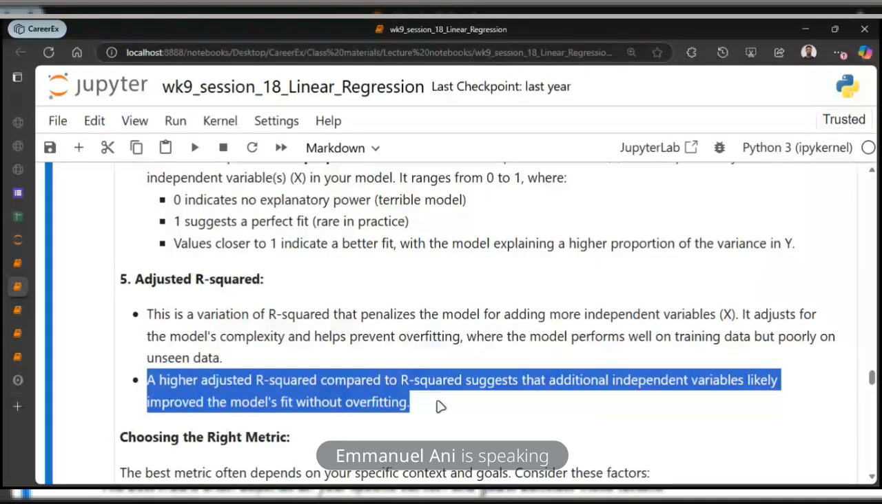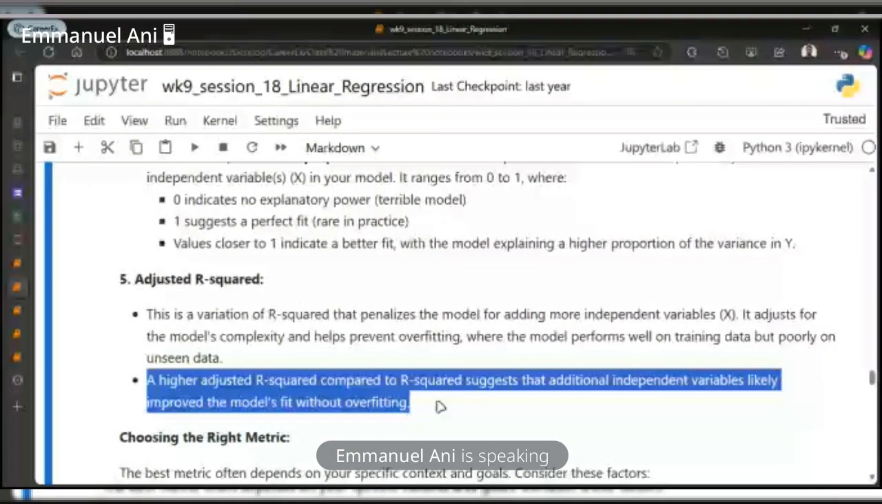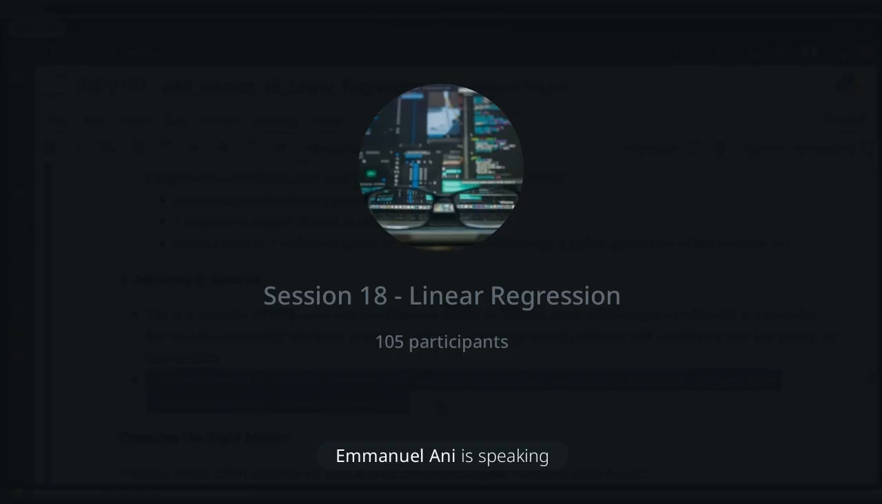So it's just taking into consideration a new independent variable that you are including. So if your R square value for a particular variable is 70, and then you add a new variable, the adjusted R square might drop or increase depending on how much impact the new variable you are adding has on the target variable.